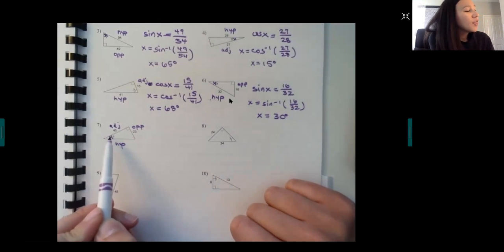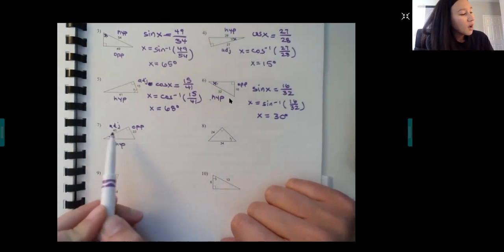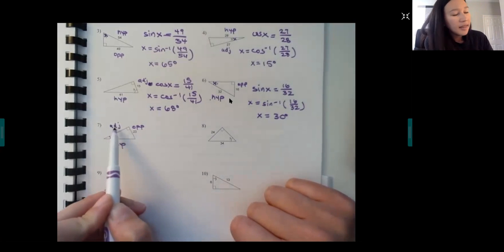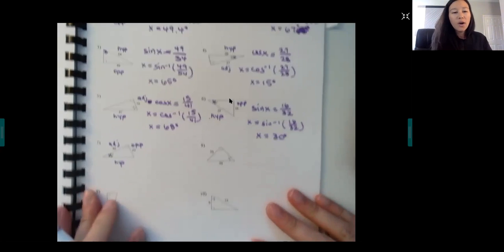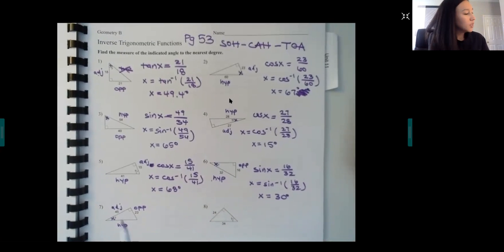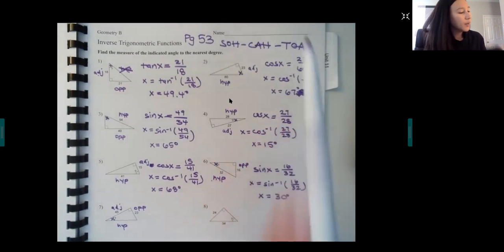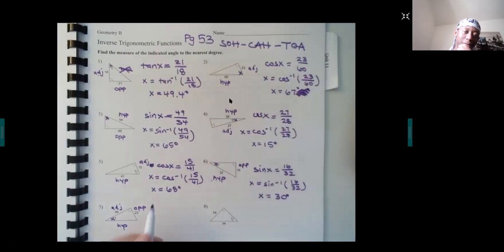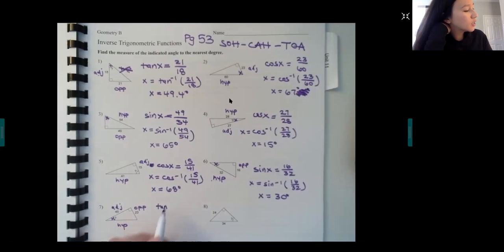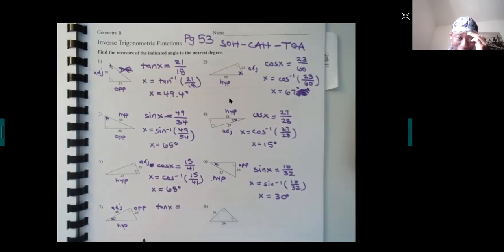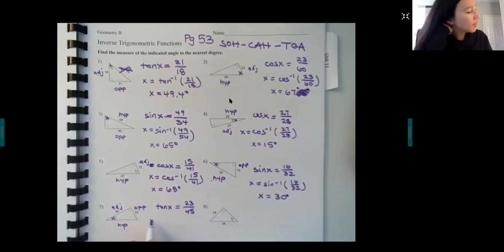So then the two sides that they gave us are the opposite side and the adjacent side. So which one uses the opposite side and the adjacent side? Is it SO, CA, or TOA? Tan X. Yep, it's our TOA. So we're going to take the tangent of our angle equals, what's that going to equal? 23 over 45. Exactly. Good. Then we just have to take the inverse of that.